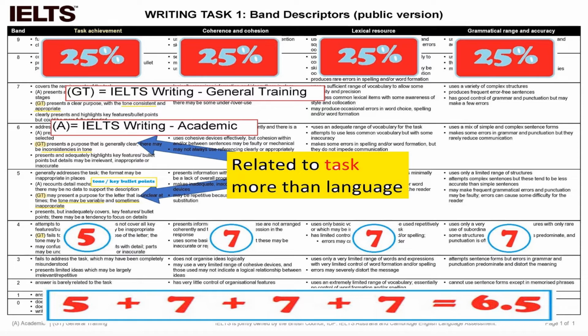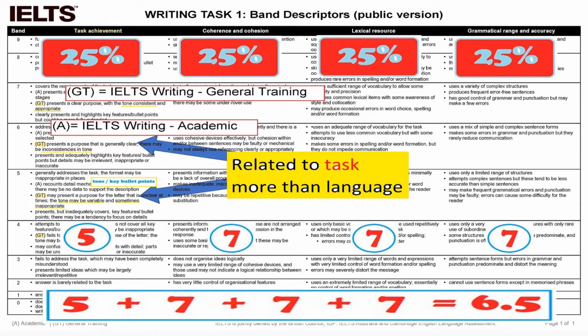So I highly recommend that you familiarize yourself with the public band descriptors so you know clearly how your General Training Task 1 writing will be scored. Where you see the letters GT on the public band descriptors, that stands for the General Training IELTS test. A stands for the academic version of IELTS.